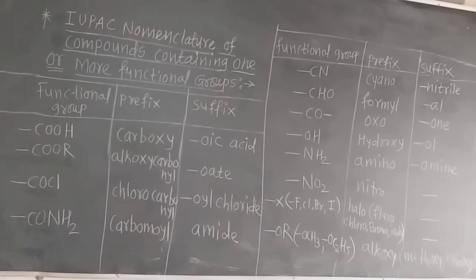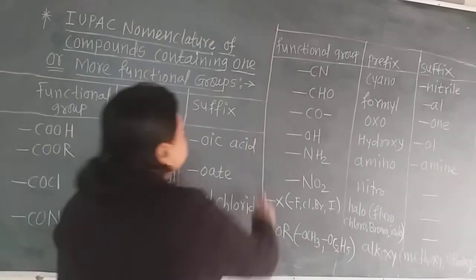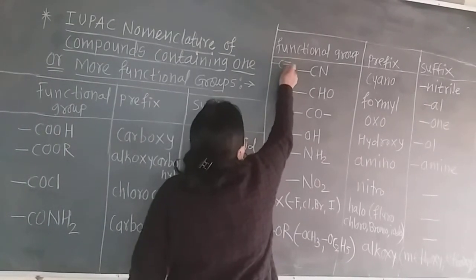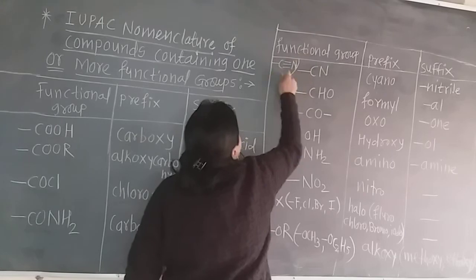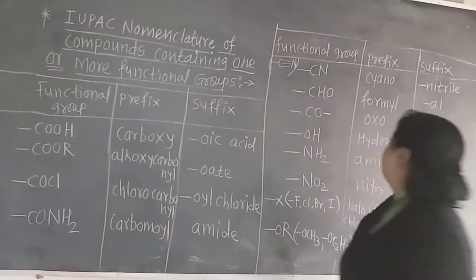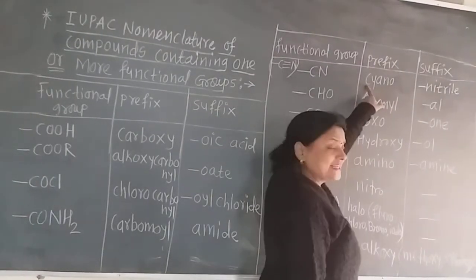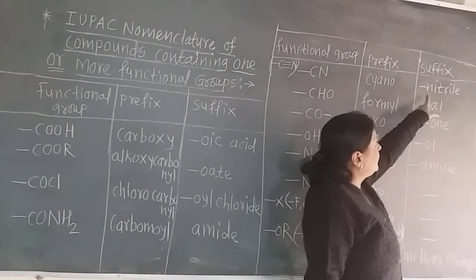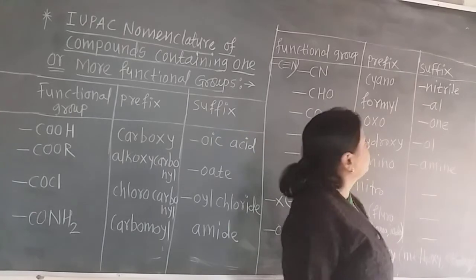It is also written as C triple bond N. Now this is the cyano or nitrile group, dash CN. If it is used as the prefix, it is called cyano. But if it is used as the suffix, it is called nitrile.